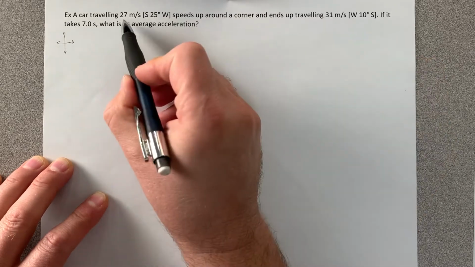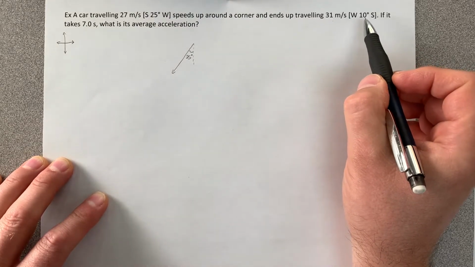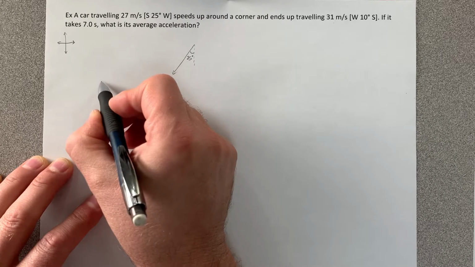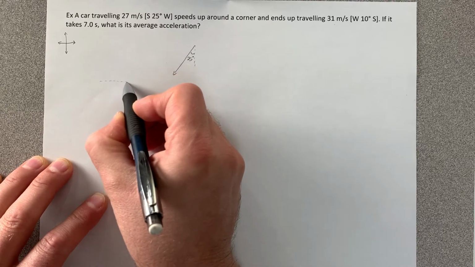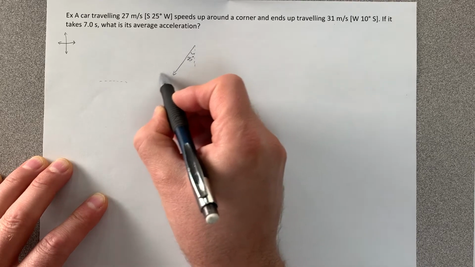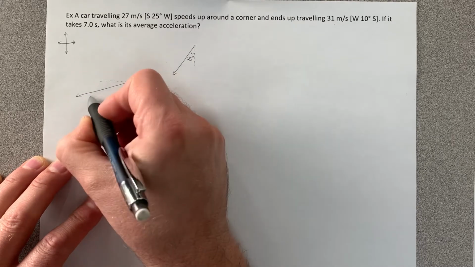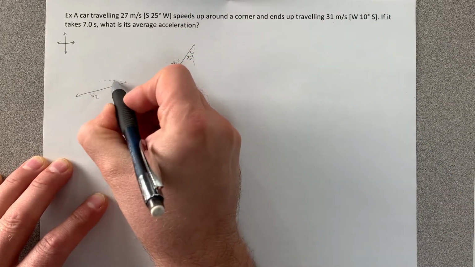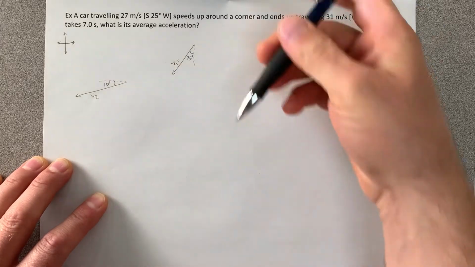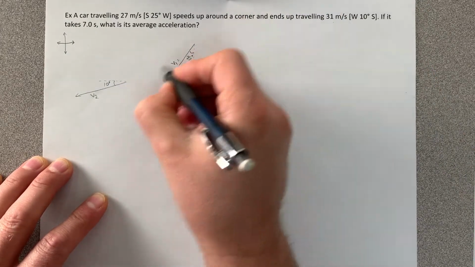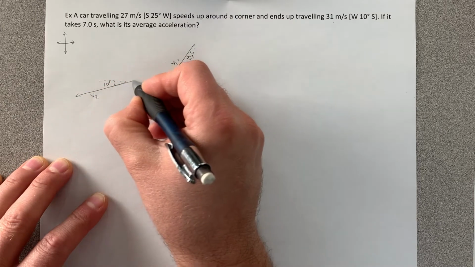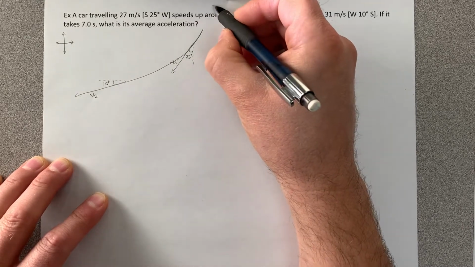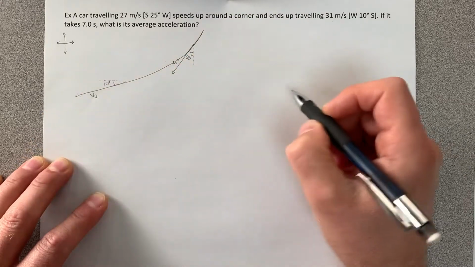It's going to speed up, so its speed increases from 27 to 31, but it ends up going west 10 degrees south. So this is kind of a curve, and if you can picture straight west here, this is V1, this is V2, west 10 degrees south. The curve is kind of going something like that. That's a terrible curve, but anyways, the car is coming down this way, and it curves and leaves going this way. It's not a very steep corner.